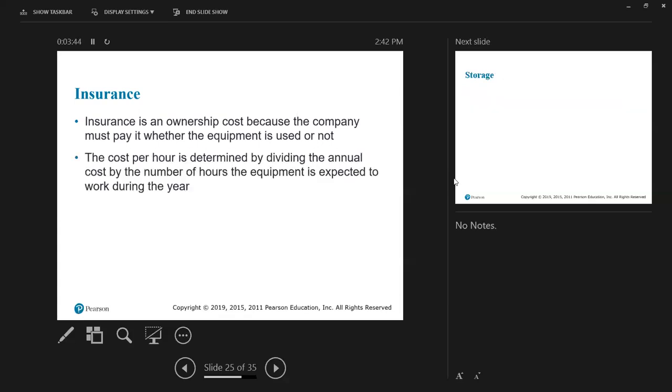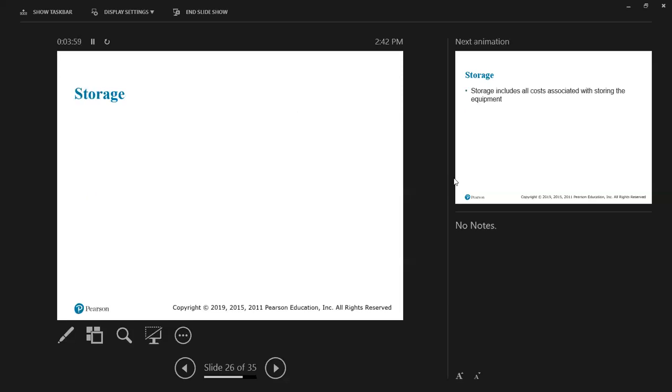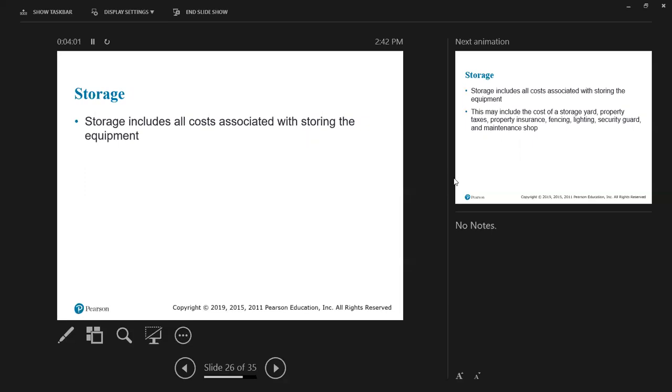As for the insurance, the company must pay for these properties whether they work or not. And again, it's the same deal. To account for the insurance, you divide the annual cost by the number of expected working hours throughout the year.